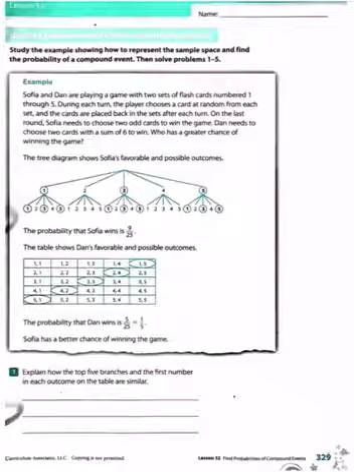Number 1, explain how the top 5 branches and the first number in each outcome on the table are similar. The top branches and the first numbers all represent the first draw of the set of flashcards. So what the problem is asking is that Dan and Sophia are choosing cards at random from each set. So the first row in the tree diagram and the first number in each outcome is representative of the first draw, the first time they draw a card.